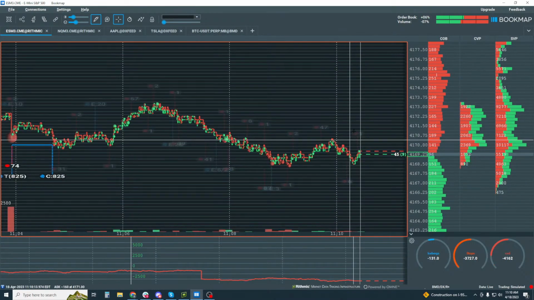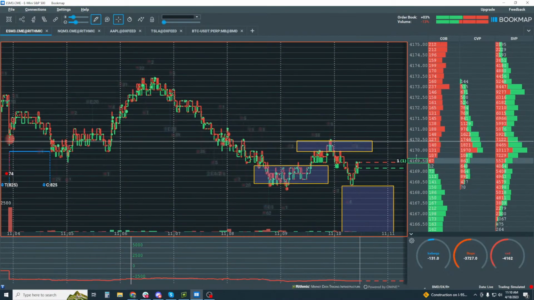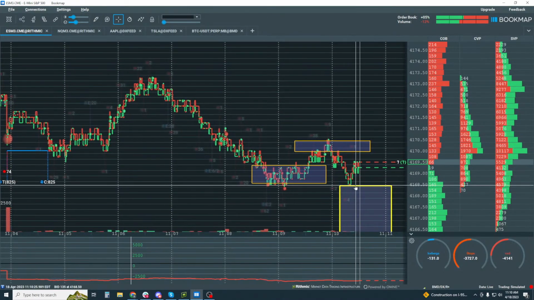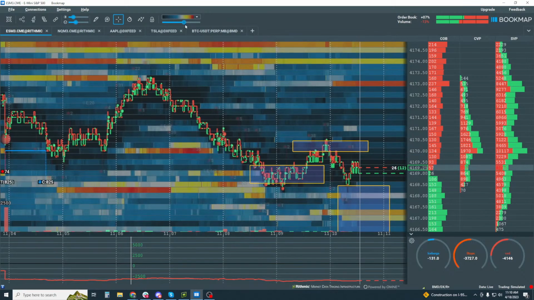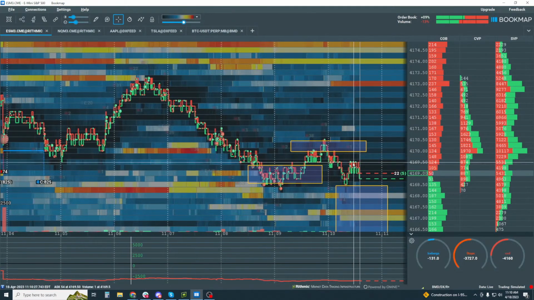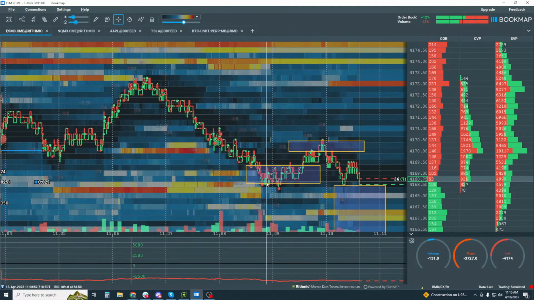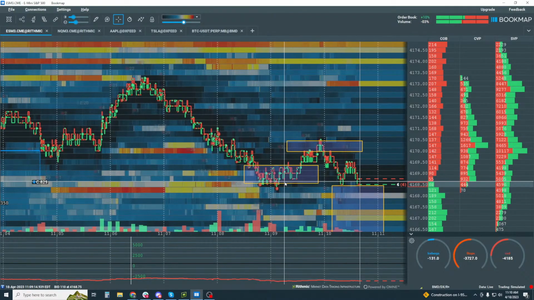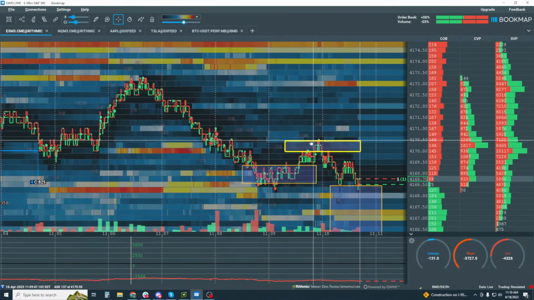Okay, and what did we get here in terms of volume? Now I don't have the order book, so let's turn on the order book. And we have the trap volume. We know that now they're being let out, and it's actually these guys up here that are going to feel more of the pain.